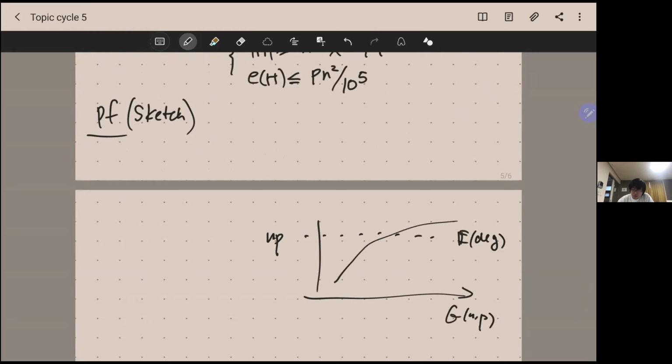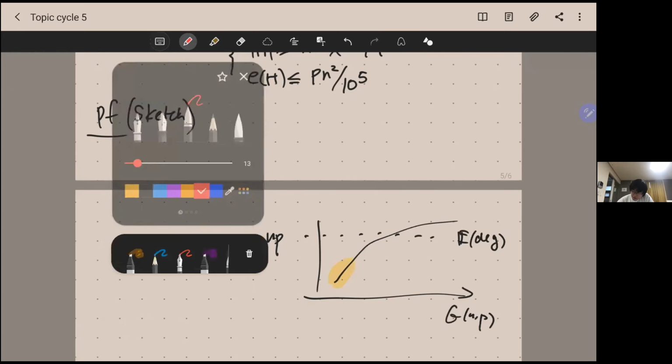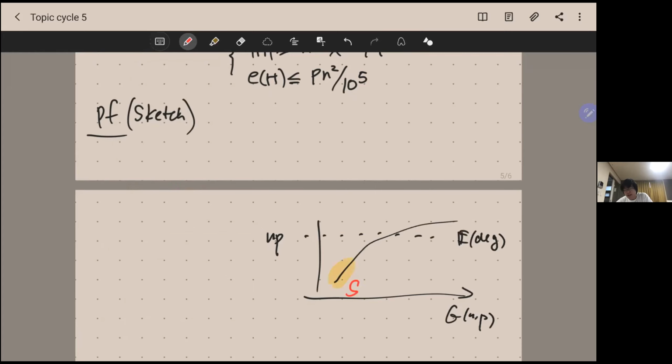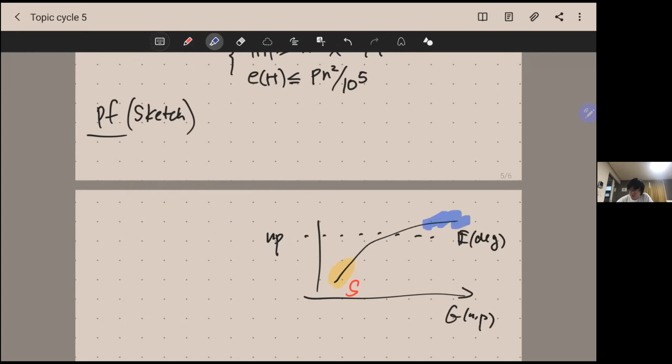But there is some bad set. This is our S. There are some vertices of low degree, S, okay? And there could be some high degree vertices up here as well. You could have some large degree vertices. Maybe I should use a different color. Okay, maybe you have some large degree vertices.